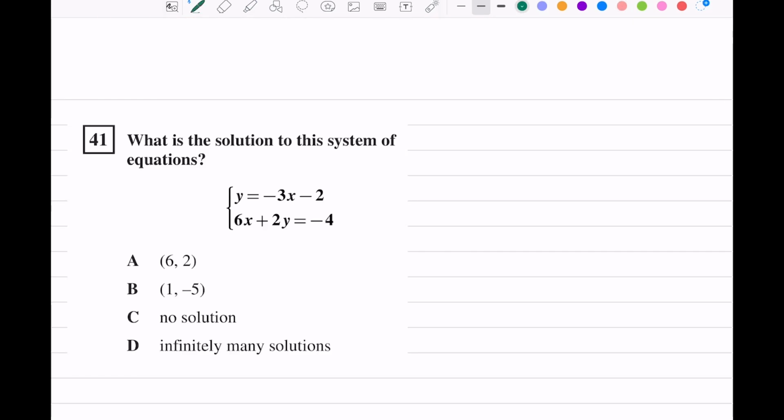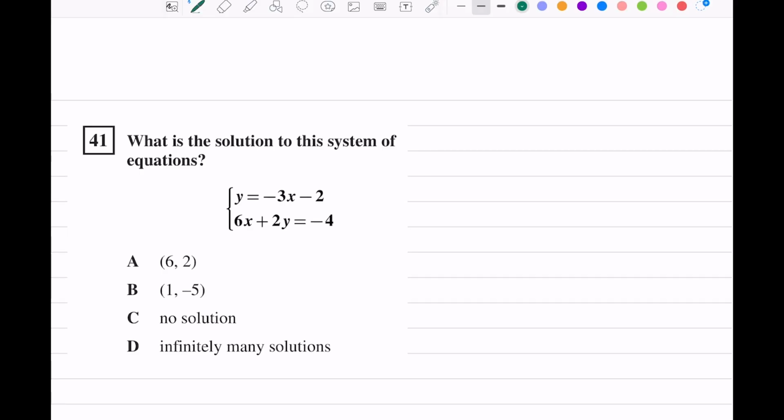What is the solution to this system of equations? We have y equals negative 3x minus 2, and 6x plus 2y equals negative 4. We've learned two ways to solve a system of equations: substitution and combining. Since our first equation solves for y, this is perfectly set up for substitution. We can just take this piece right here, negative 3x minus 2, and substitute it for y in the second equation. So let's go ahead and do that.